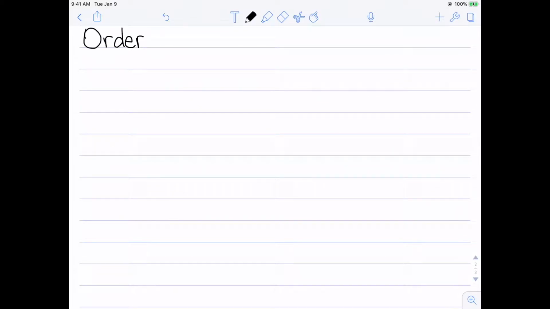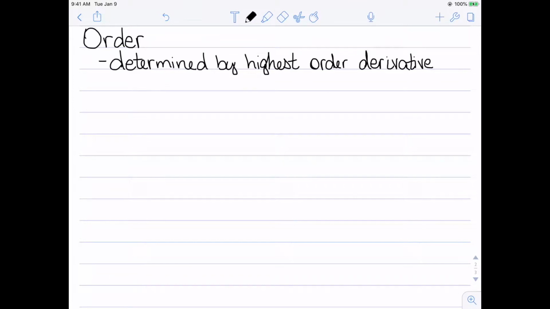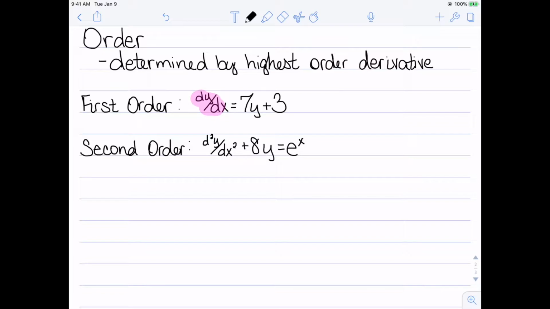The next way we'll look at classifying differential equations is their order. And the order is just determined by the highest order derivative. So we're looking at what's the largest derivative that we're taking. A first order differential equation would be something like dy/dx equal to 7y plus 3, because our derivative is the first derivative. A second order would be like the second derivative of y with respect to x plus 8y equal to e to the x, since my highest derivative is the second derivative.